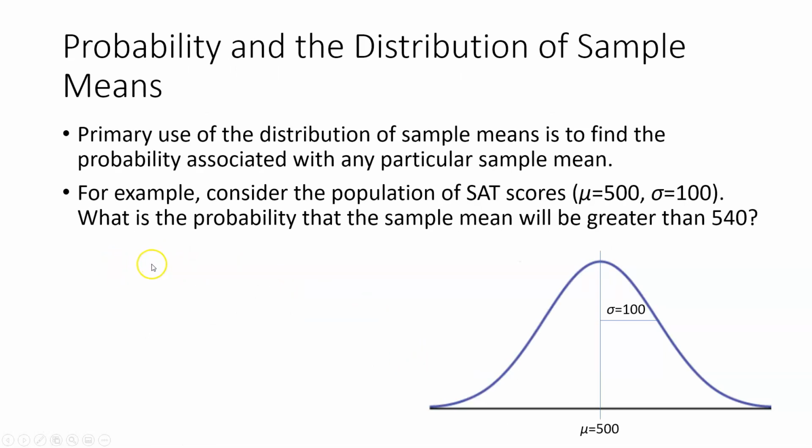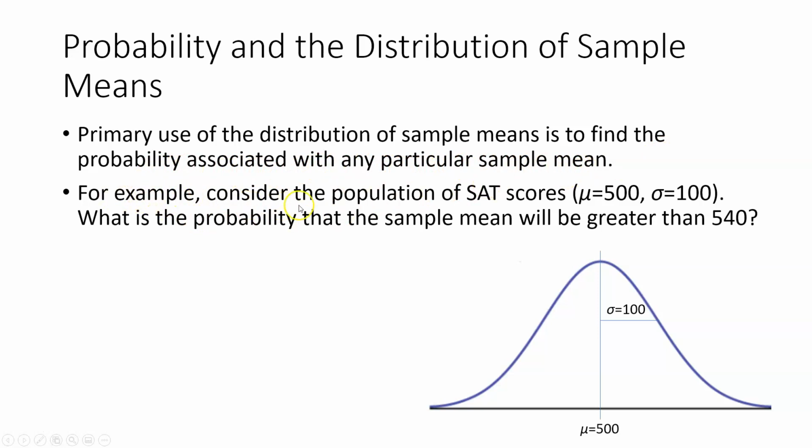The next principle we want to talk about is probability and the distribution of sample means. This is a combination of the material we've covered so far, the distribution of sample means, with the principles of probability that we talked about in the last module. The primary use of the distribution of sample means that we've been talking about so far is to find the probability associated with any particular sample mean.